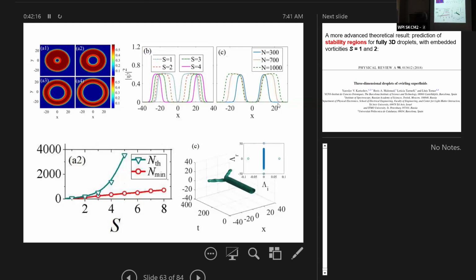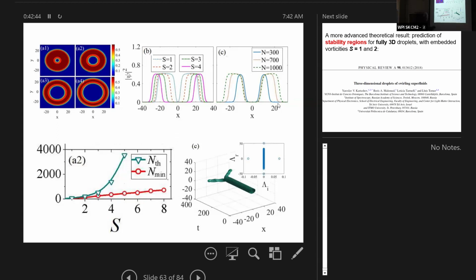They all are shown for the same total norm of this droplet, and the result of the analysis, as these are actually cross sections of the same objects, is that these three droplets with vorticity 1, 2, and 3 are stable. The last one with vorticity 4 is unstable. If they're unstable, they split spontaneously into fragments, something which we already discussed. Now, this is a summary of results.